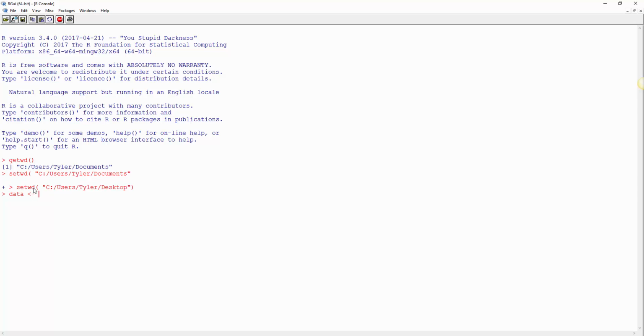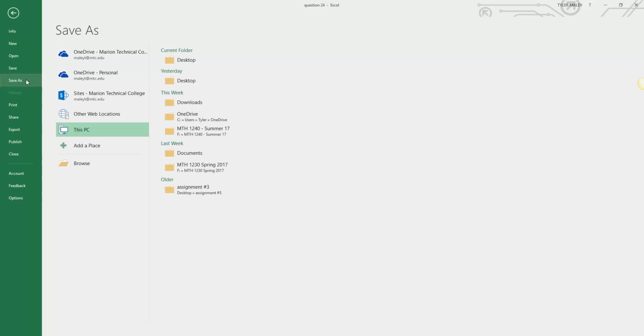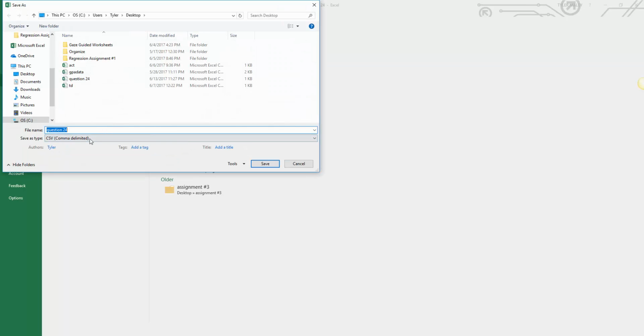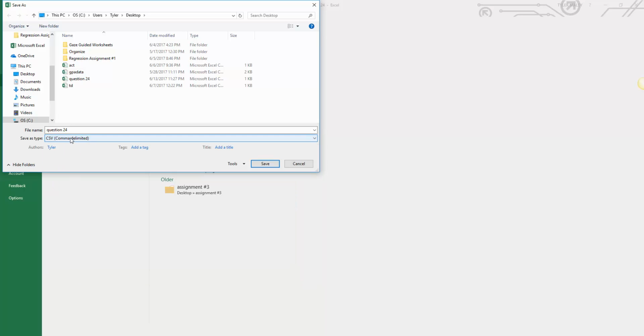So I'm going to call my dataset data, and then we need to do the read.csv format. Remember, your Excel file has to be saved in a comma separated value format, the CSV format. So if you open up Excel, when you go to File and Save As, and you pick where you want to save it, where it says Save As Type, you want to pick CSV comma delimited from your drop-down menu, CSV format.